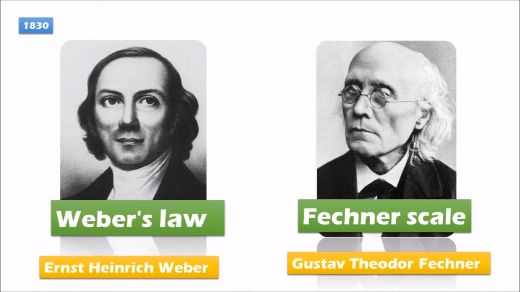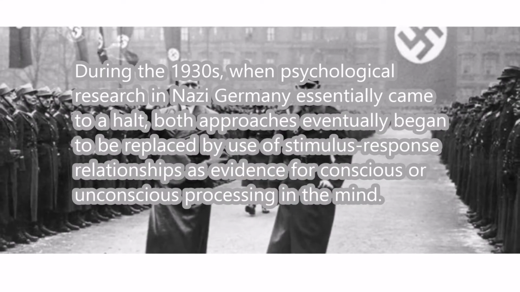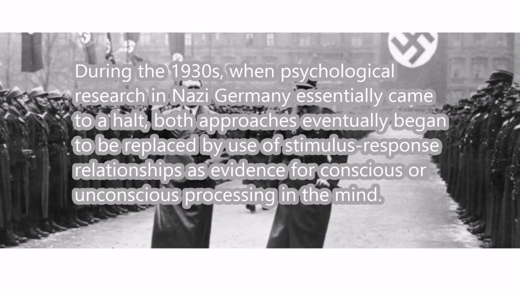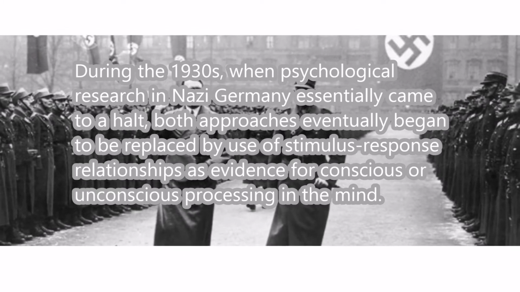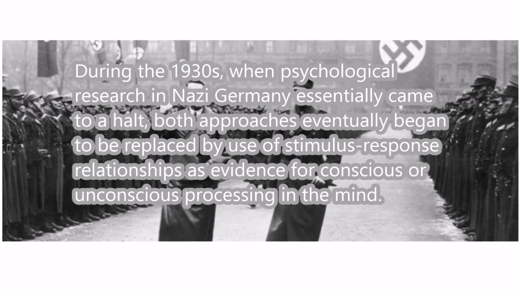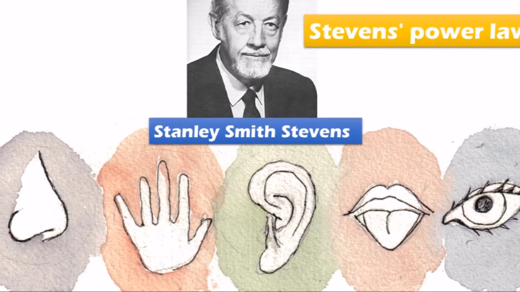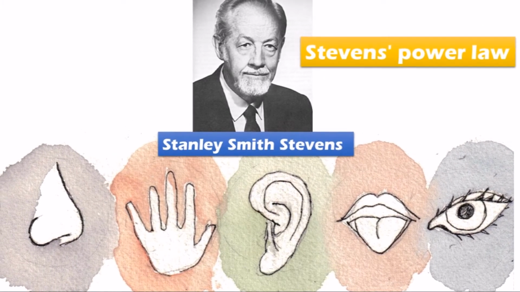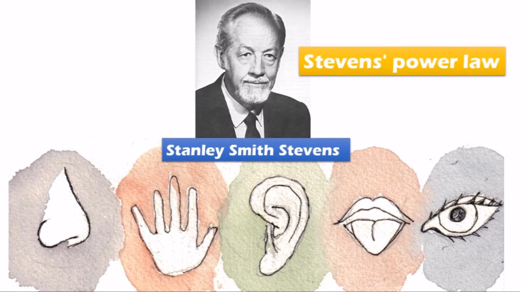Weber's and Fechner's work formed one of the bases of psychology as a science, with Wilhelm Wundt founding the first laboratory for psychological research in Leipzig. During the 1930s, when psychological research in Nazi Germany essentially came to a halt, both approaches eventually began to be replaced by the use of stimulus-response relationships as evidence for conscious or unconscious processing in the mind. Stevens revived the idea of a power law suggested by 19th-century researchers, in contrast with Fechner's log-linear function, Stevens' power law.